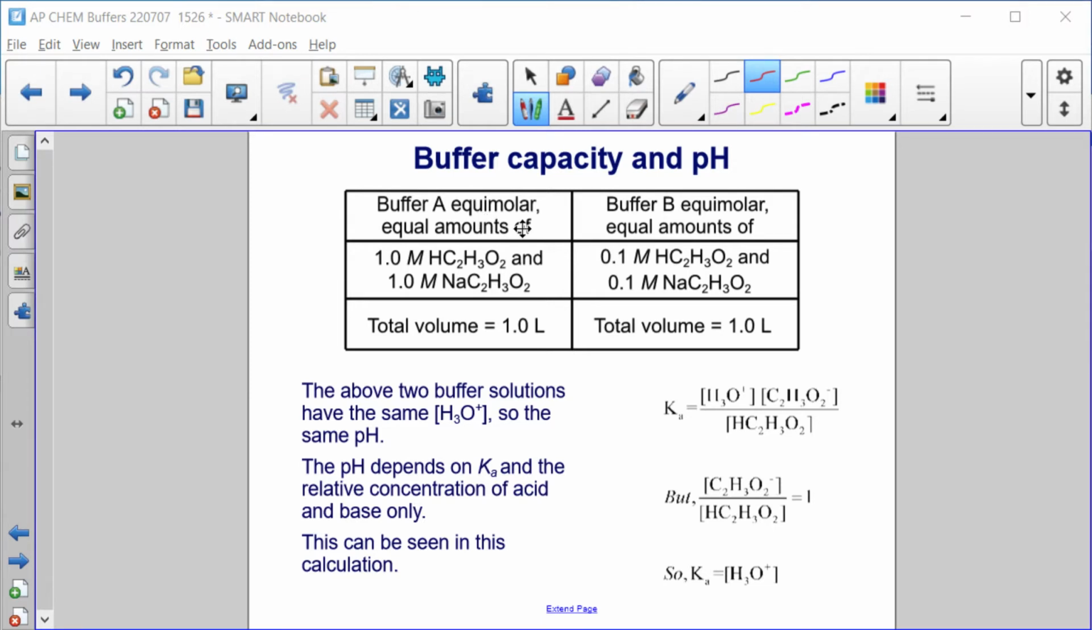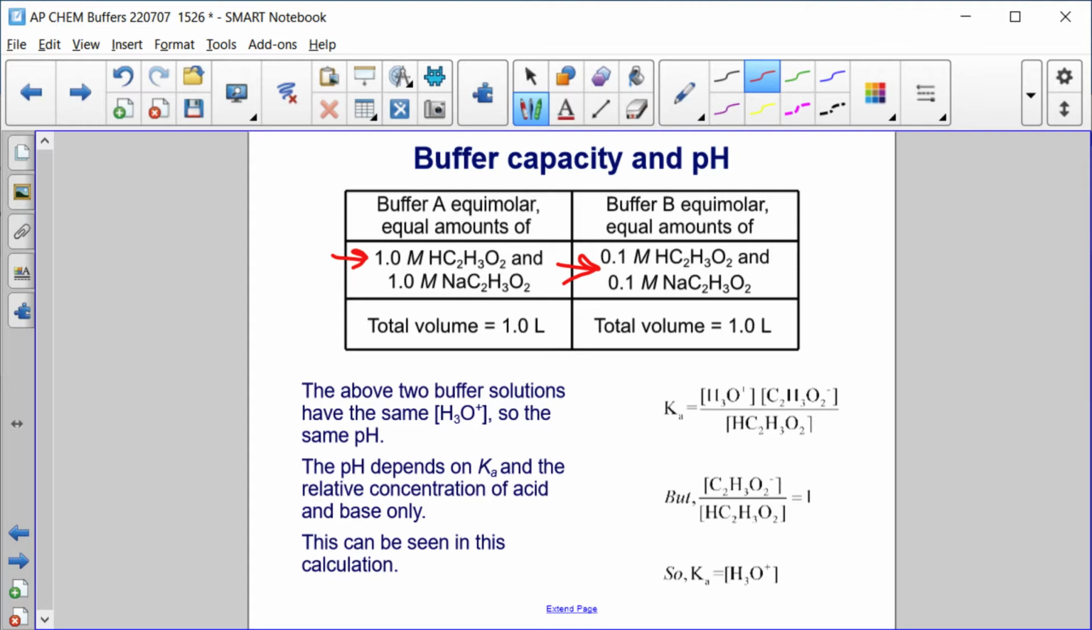Okay, so buffer A has equimolar amounts of acetic acid and sodium acetate for a total volume of 1 liter. Buffer B has equimolar amounts of acetic acid and sodium acetate for a total volume of 1 liter. The difference is in the concentrations of those acids and bases. The above two buffer solutions have the same hydroxide ion concentration and therefore the same pH.